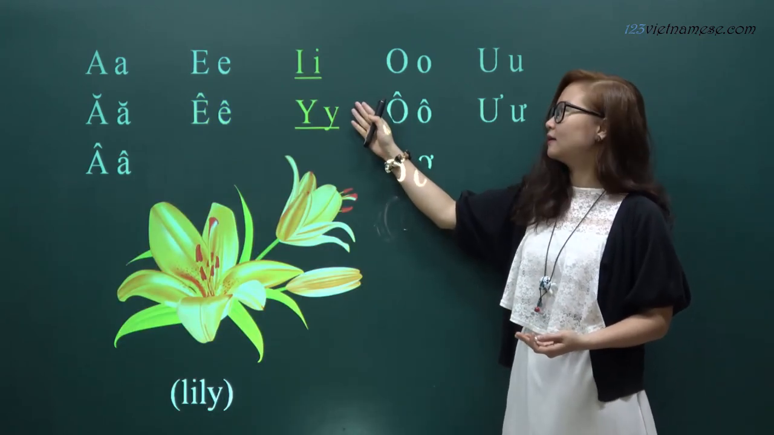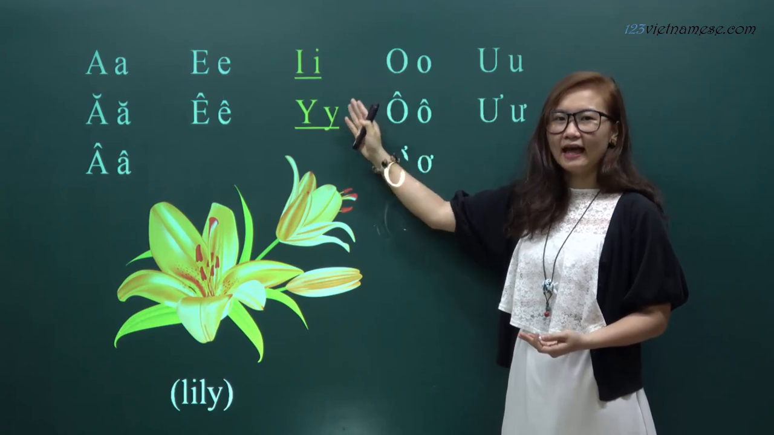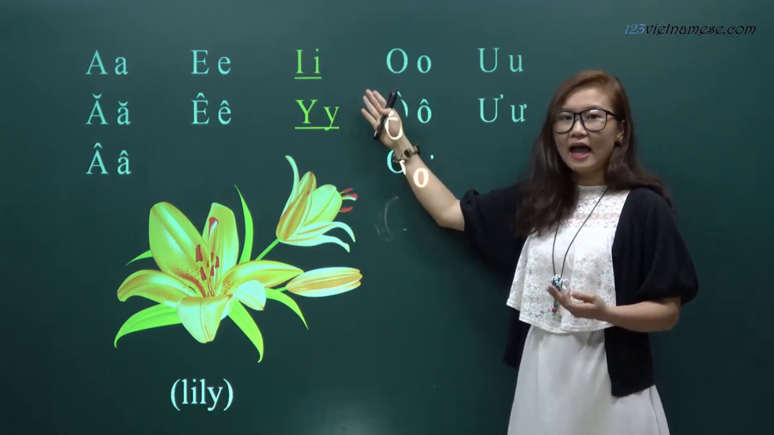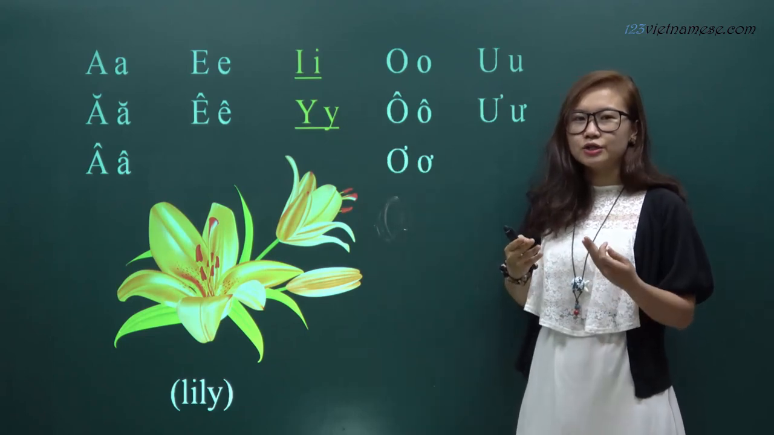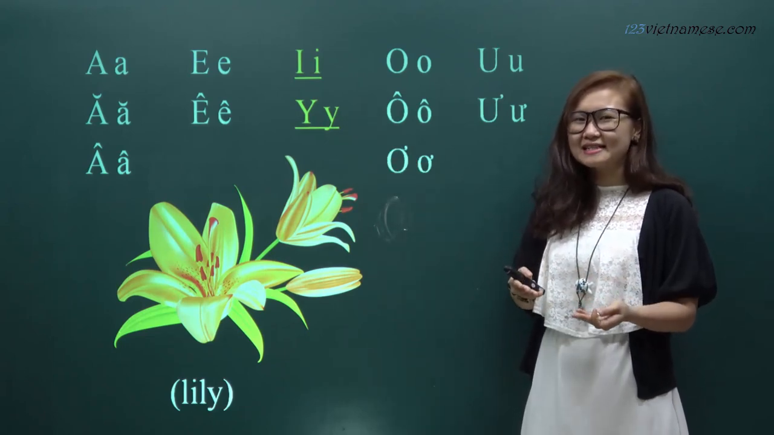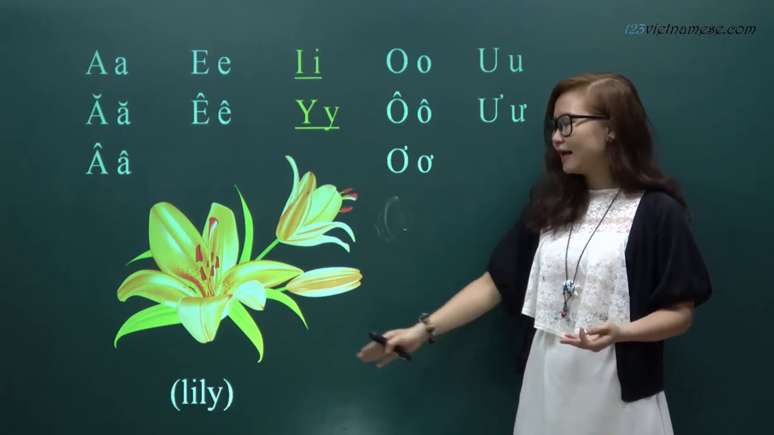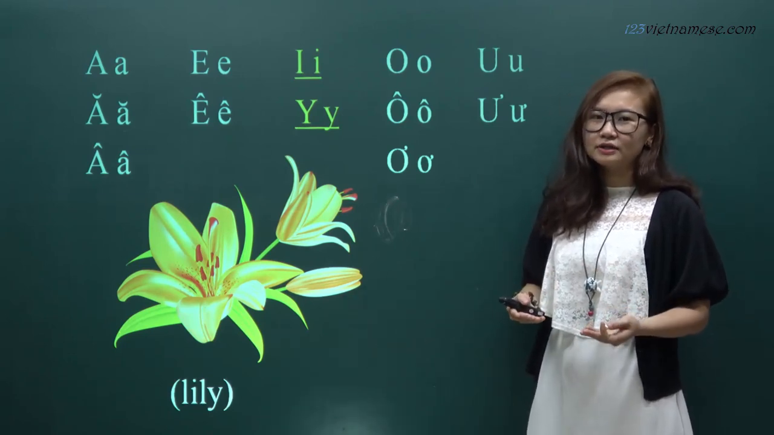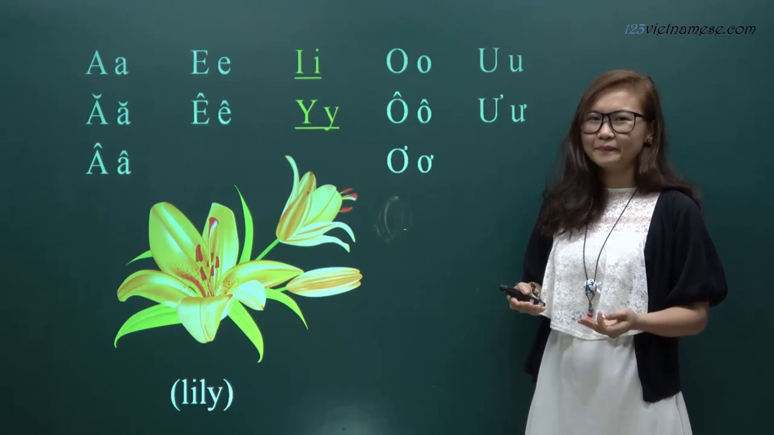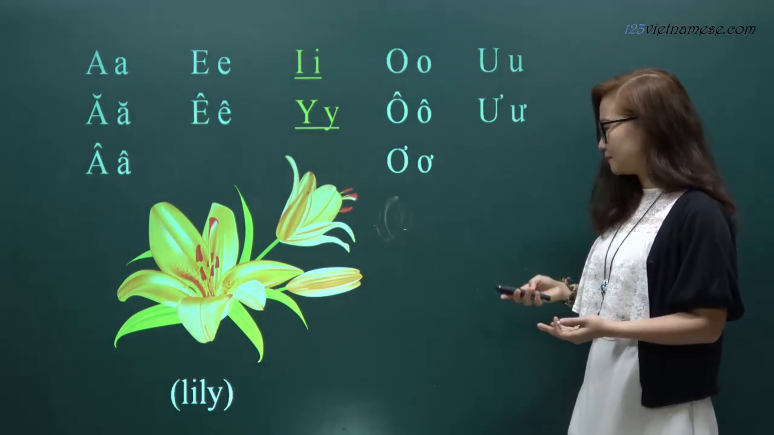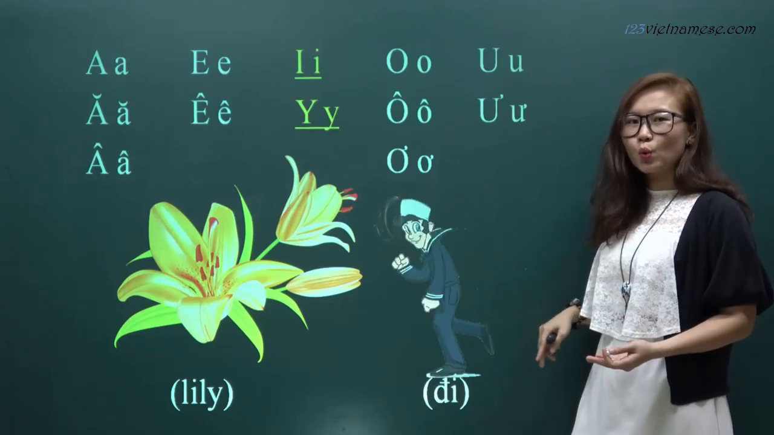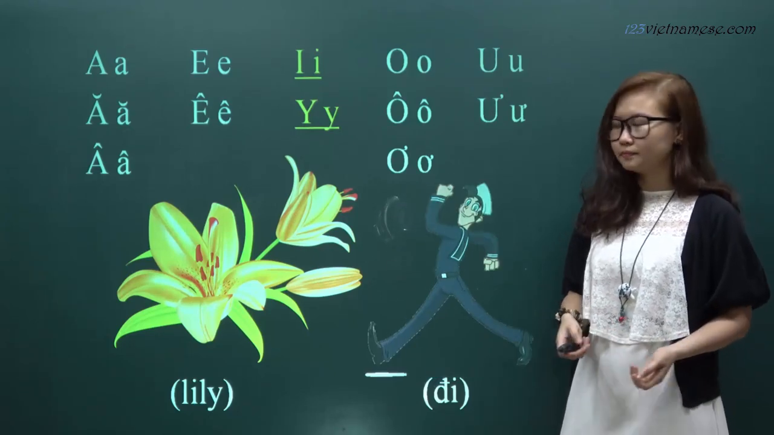Next, i. As you hear, I and Y are pronounced the same in Vietnamese. For example, Lily. Lily is the name of the flower. Another example is đi. Đi means to walk or to go.